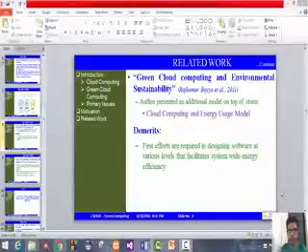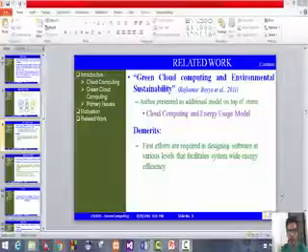Hello everyone. Apart from the original paper, we have also studied other related papers. The first one is Green Cloud Computing and Environmental Sustainability. The growing demand of cloud infrastructure has drastically increased the energy consumption of data centers, which has become a critical issue. High energy consumption not only translates to high operational costs, which reduces the profit margin of cloud providers, but also leads to high carbon emissions, which is not environmentally friendly. Hence, energy efficient solutions are required to minimize the impact of cloud computing on the environment.